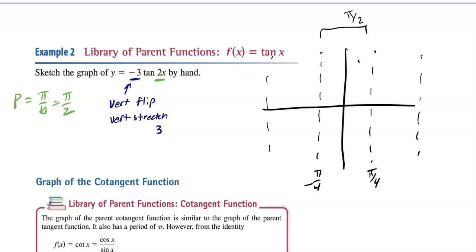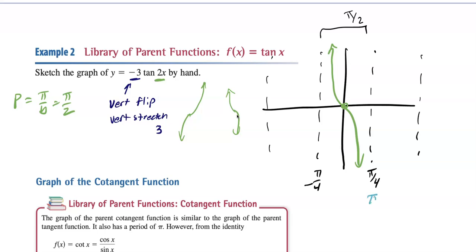If I was going to graph my graph, you start at the origin. Now remember, it is a vertical flip. So normally it looks like this, and we're going to flip it vertically, up and down. So it's going to look like this instead. It's going to go down instead of up, like that.